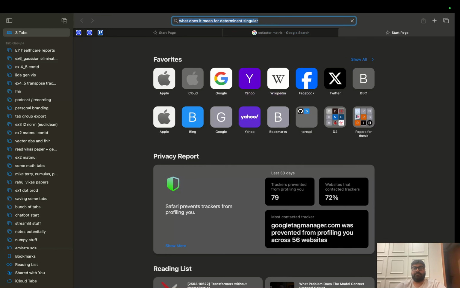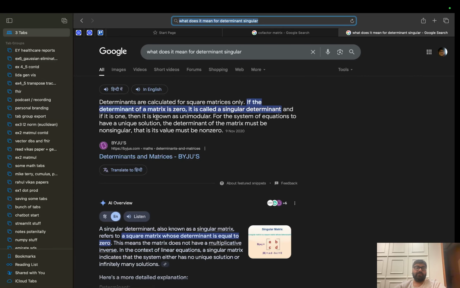Determinants are calculated for square matrices only. If the determinant of a matrix is 0, it's called a singular determinant. If it is 1, then it's known as unimodular. Oh, okay. Even I didn't know that. So, more we learn. Didn't know that was the term for it. For the system of equations to have a unique solution, the determinant of the matrix must be non-singular. That is, its value must be non-zero. So that's why the determinant.